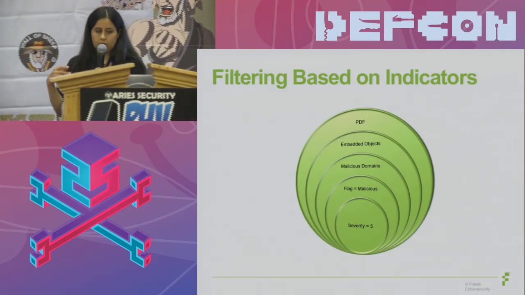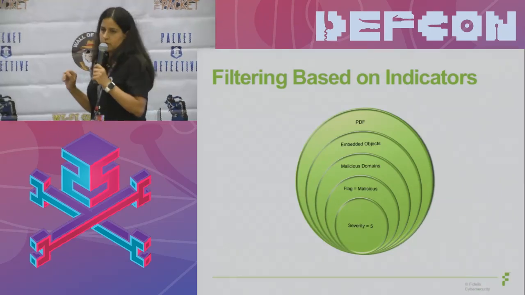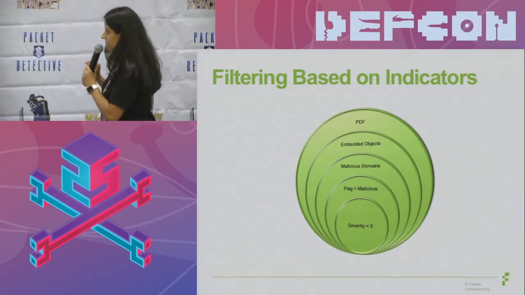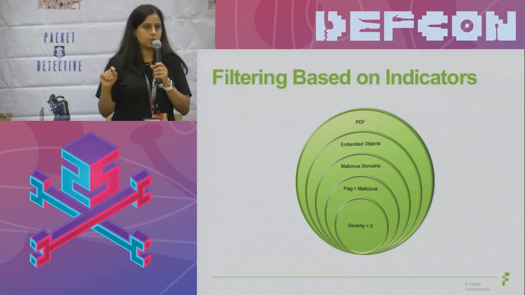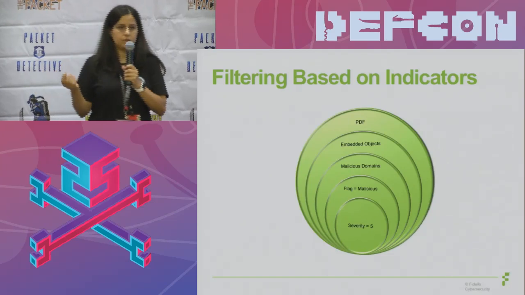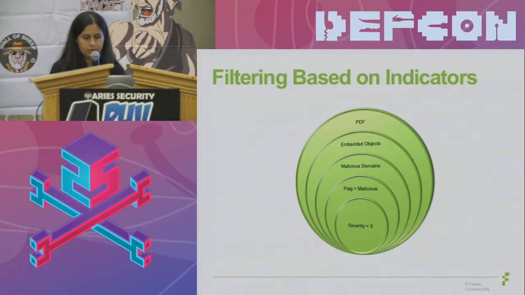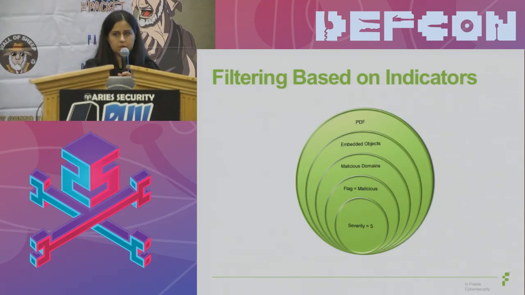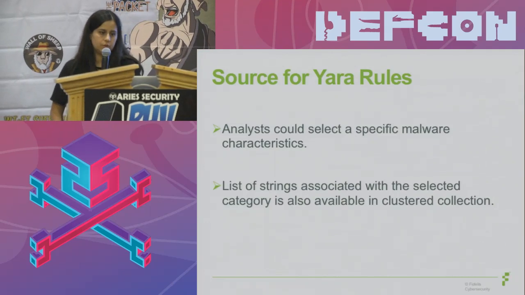So let's say you're analyzing the obtained results and you're interested in extracting a PDF file that has embedded objects in it. It also has malicious domains, and it is malicious with a severity of 5. You could go ahead and apply a filter and it's going to extract the data for you. So based on the indicators, it is possible to select exactly what you're looking for.